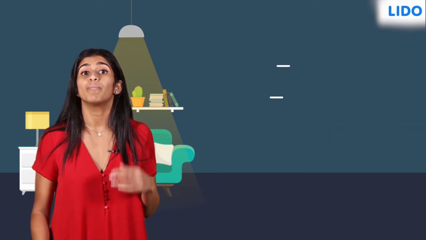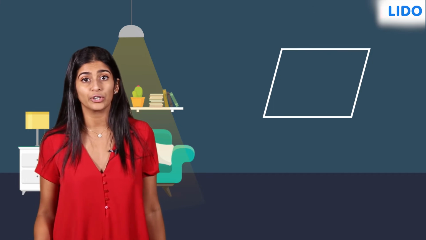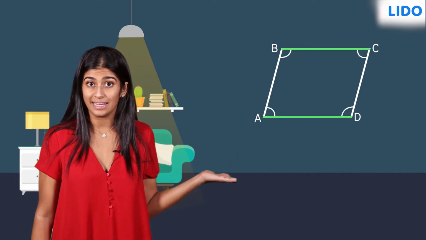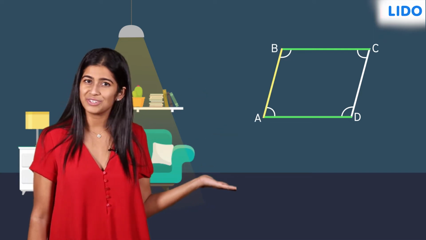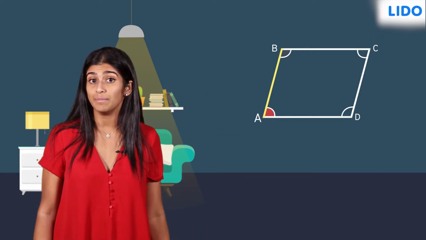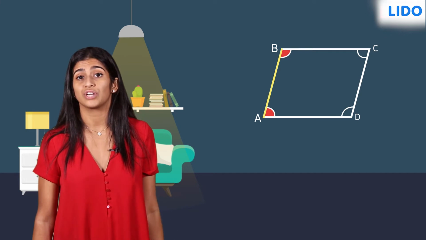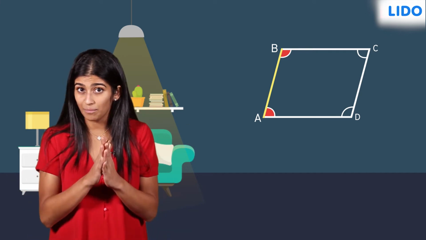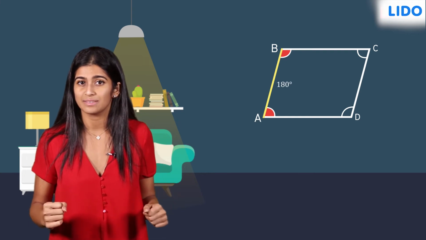Recall that for parallel lines, the sum of co-interior angles is equal to 180 degrees. In the parallelogram ABCD, AD is parallel to BC and AB is the transversal. Angle A and B are on the same side of the transversal, or the co-interior angles. So, their sum is 180 degrees.